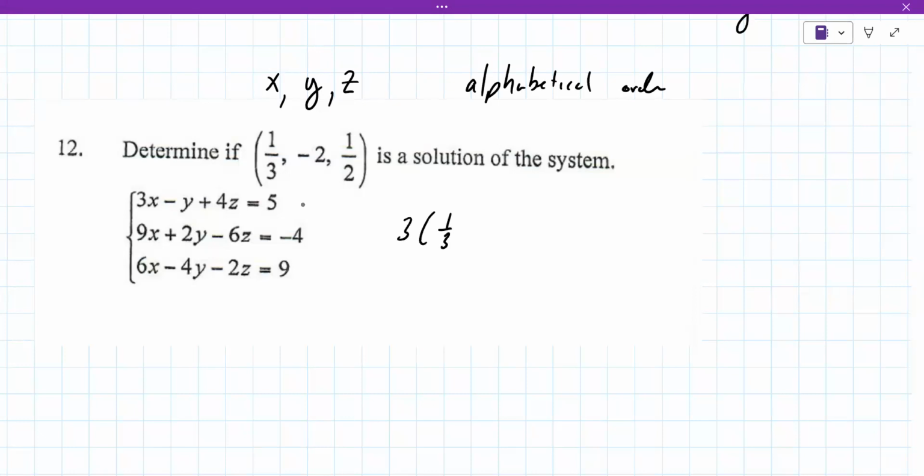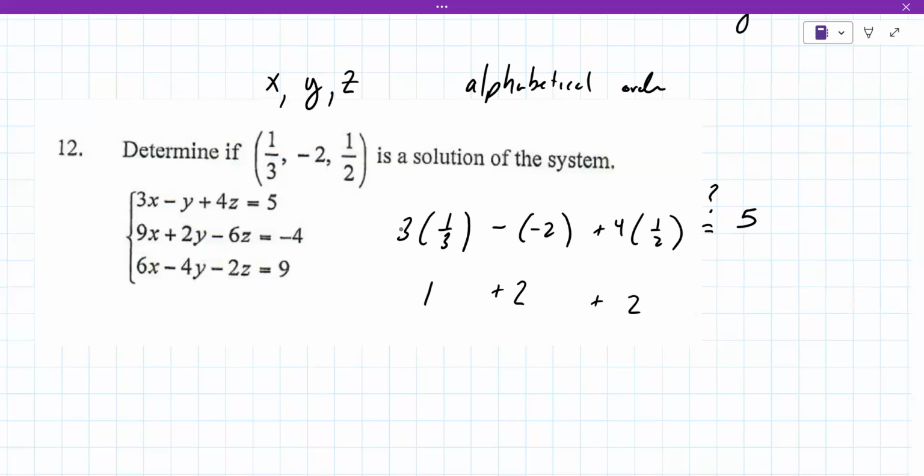3 times 1/3. Notice I'm substituting the number in parentheses. Minus negative 2, again in parentheses, plus 4 times 1/2 equals, with a question mark, 5. We're not sure, that's why this question mark goes here. Can you tell me what 3 times 1/3 is, Max? 1. Two negatives make a positive. What about this fraction on the right here? 2. Plus 2. Okay. Now I want you to check it in equation 2.